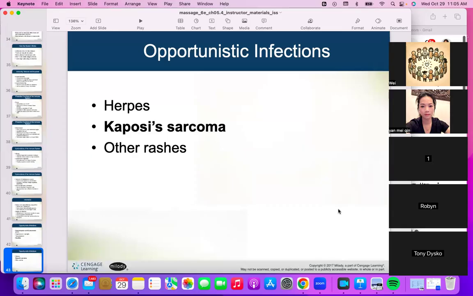They're bluish to reddish, purplish, and can be smooth or raised and can be closed, in which case massaging over them is acceptable. Or they can be open, in which case the same precaution with blood products must be observed. So you be careful with that.